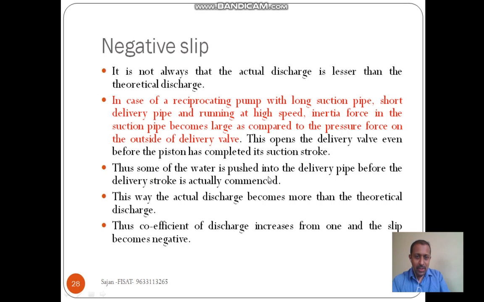Thus some of the water is pushed into the delivery pipe before the delivery stroke is actually commenced. This way the actual discharge becomes more than the theoretical discharge. Thus the coefficient of discharge increases beyond 1 and the slip becomes negative.